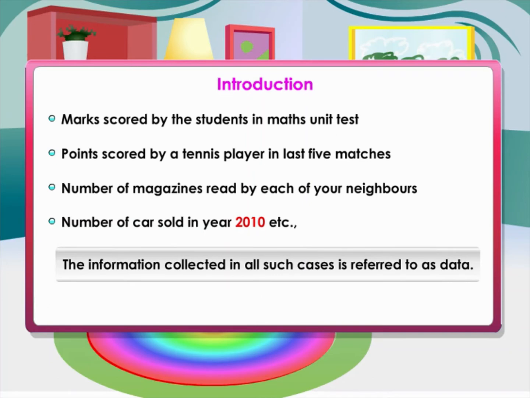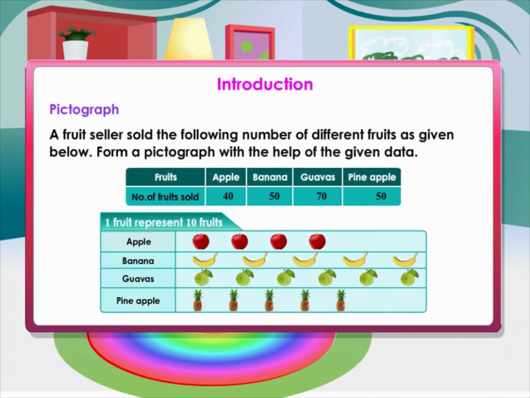Data is initially collected from a given source. Representation of data by graphical method is very easy to understand what it represents. Do you remember the different types of graphs which we have learned in the earlier classes? Yes, it is pictograph. Let's see an example for a pictograph.